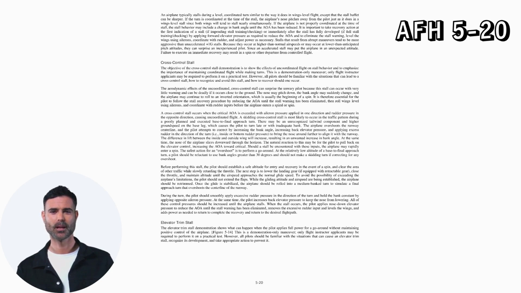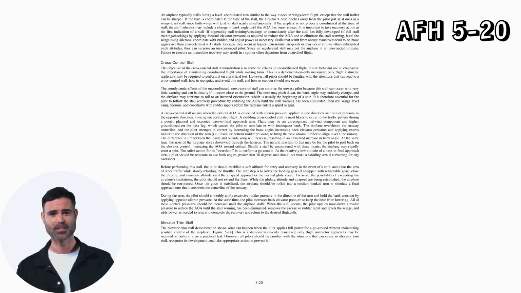Cross-control stall. The objective of the cross-control stall demonstration is to show the effects of uncoordinated flight on stall behavior and to emphasize the importance of maintaining coordinated flight while making turns. This is a demonstration-only maneuver. Only flight instructor applicants may be required to perform it on a practical test. However, all pilots should be familiar with the situations that can lead to a cross-control stall, how to recognize and avoid this stall, and how to recover should one occur.